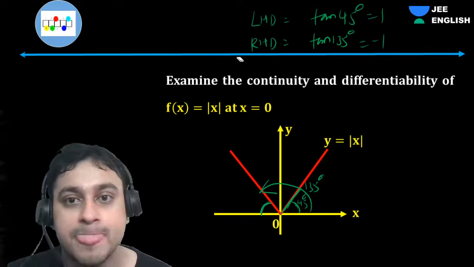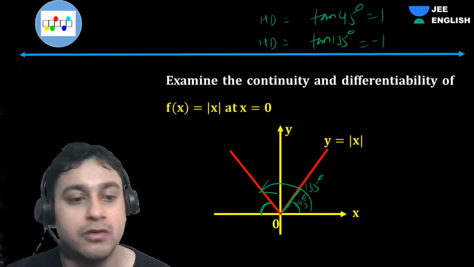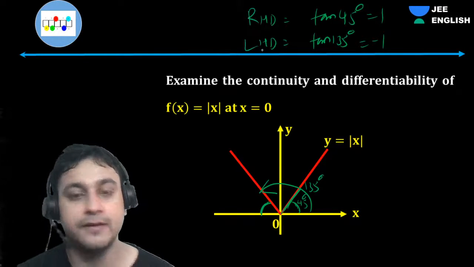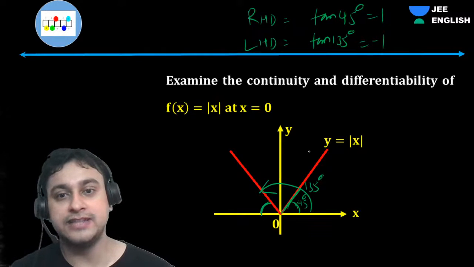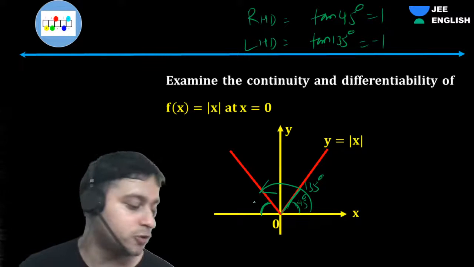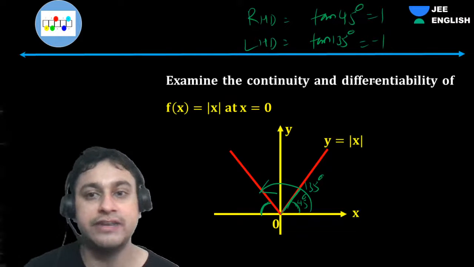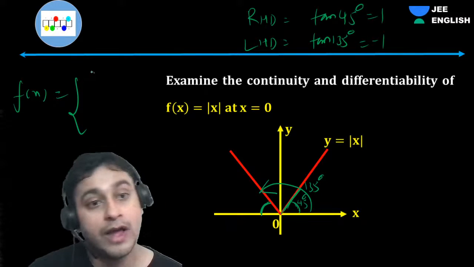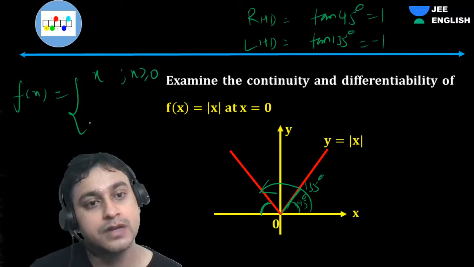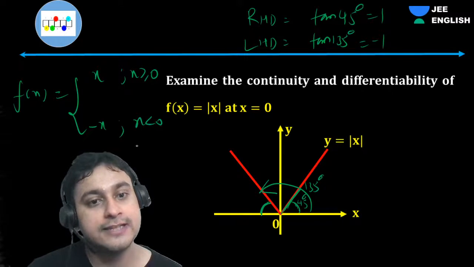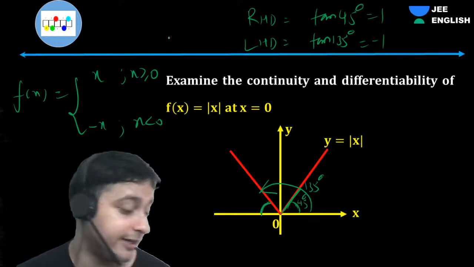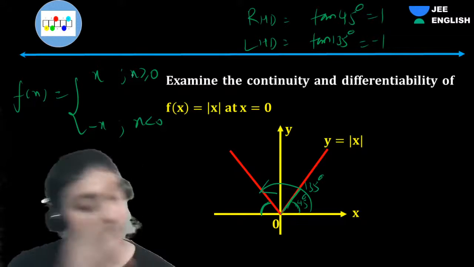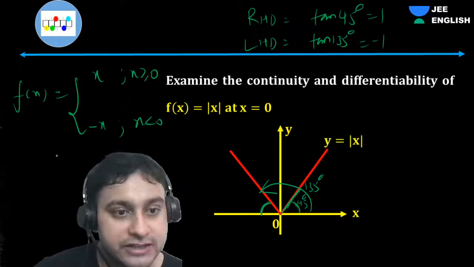LHD is going to be minus 1 and RHD is going to be 1. Understood, guys? RHD slope is 1 and LHD slope is minus 1. So that is how you are deriving it. Also, if you look at the graph, can I say f of x can be written as x for x greater than 0 and minus x for x less than 0. Now, guys, if you calculate the LHD and RHD using that, that is also fine. But you can obviously differentiate, right?